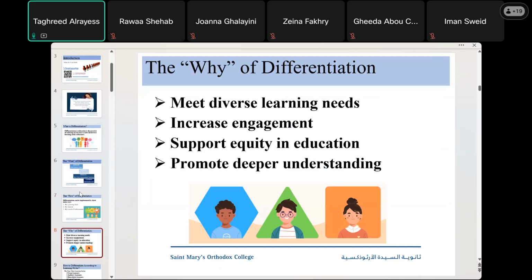We differentiate to increase the engagement in the classroom because learners are more motivated when we address their interests and their learning styles. We also support equity in the classroom, and this is by providing the tools for everyone to succeed. And finally, it also promotes deeper understanding. This is because it opens opportunities for critical thinking and problem solving.